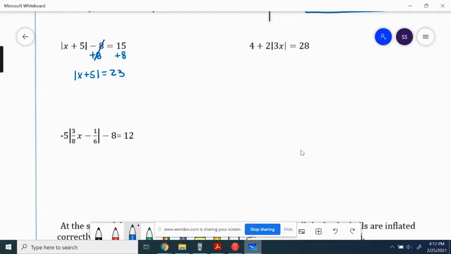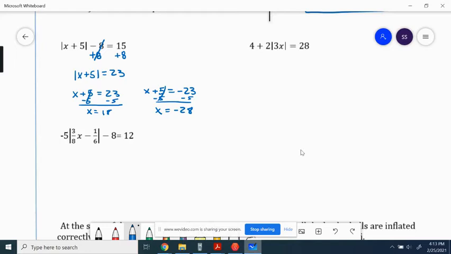So we're going to now set up 2 different equations. First one, simply remove the absolute value bars. Second one, keep the exact same as the first one, and then just switch the answer to a negative. All right, and then we just solve both of these. We're going to subtract 5 on both sides, and I'm left with x is equal to 18, or subtract 5 on both sides, and x is equal to negative 28.